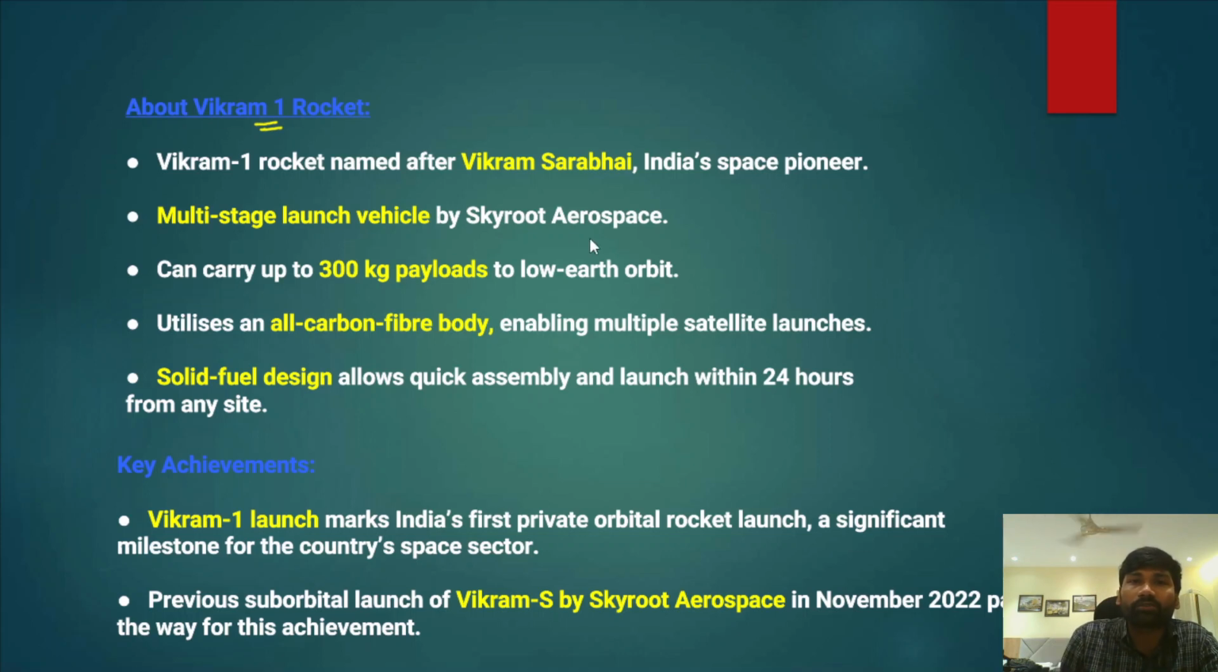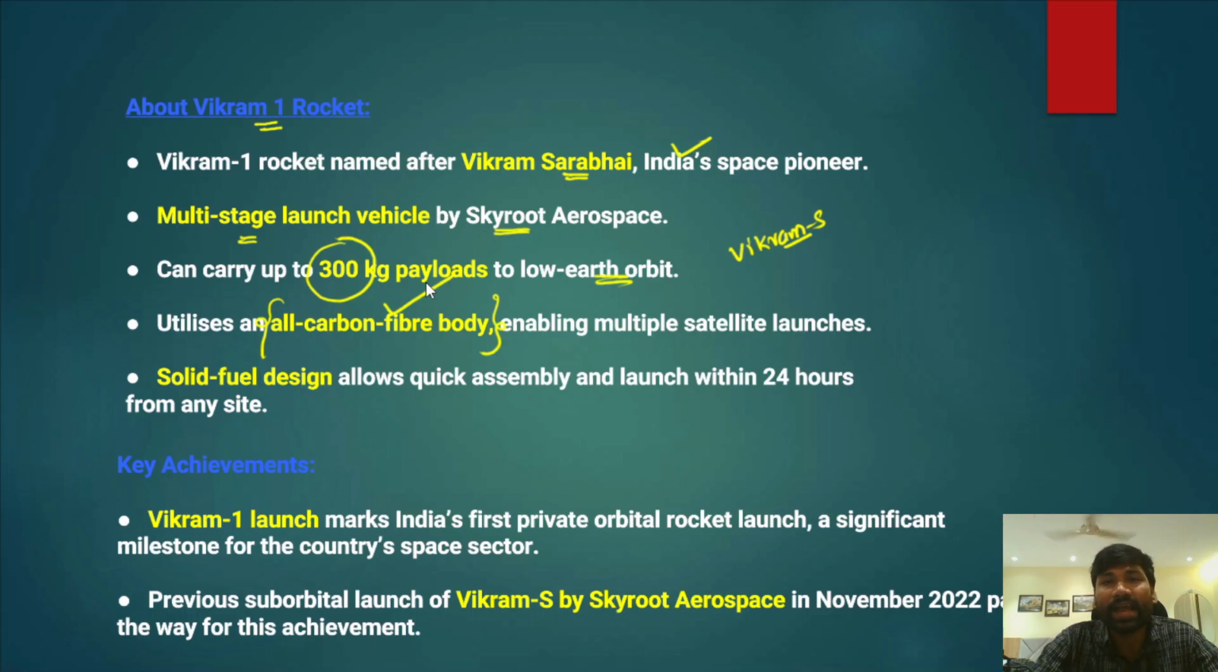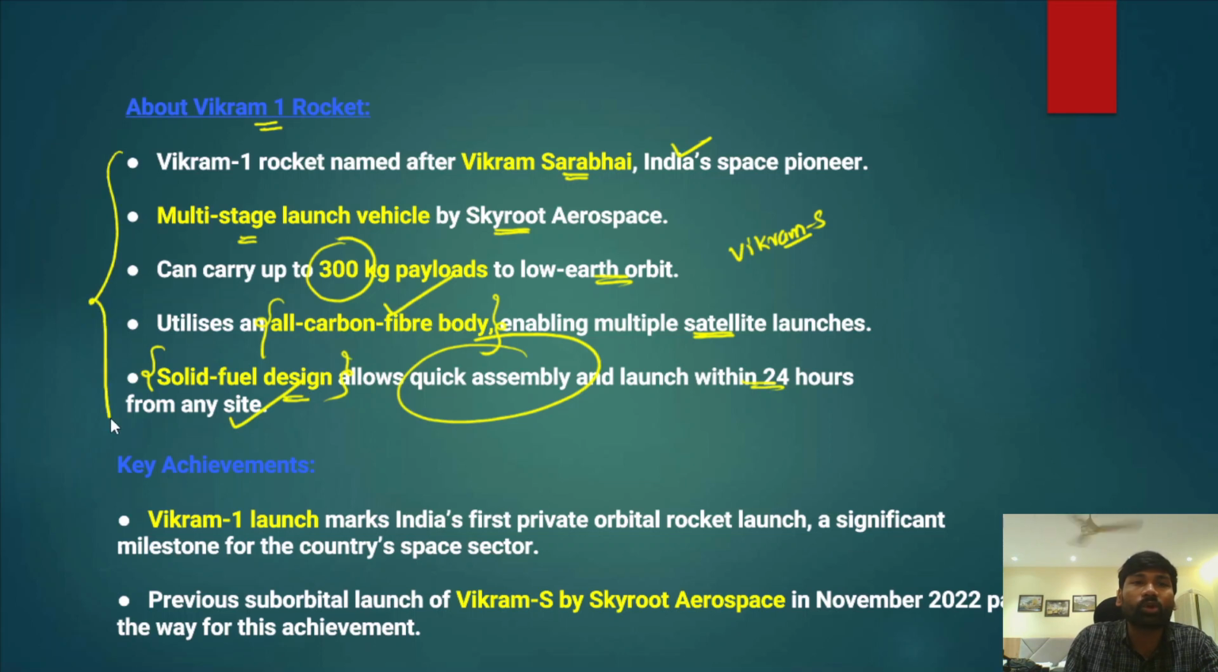The Vikram-1 rocket is named after Vikram Sarabhai, the pioneer of India's space program. And Vikram-1 is a multi-stage launch vehicle that was developed by Skyroot Aerospace. Third, it can carry a payload of up to 300 kilograms to low Earth orbit, and at the same time it uses an all-carbon-fiber body similar to Vikram-S. That will enable it to do multiple satellite launches, and it also uses a solid fuel design. This solid fuel design allows quick assembly of these rockets within 24 hours from any site. All these are advantages, and these advantages have been making the Vikram series of rockets much cheaper globally.